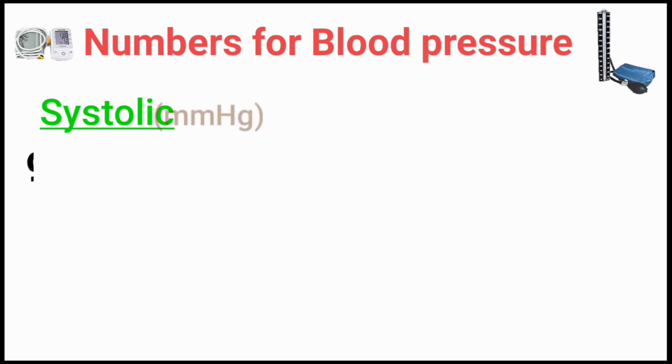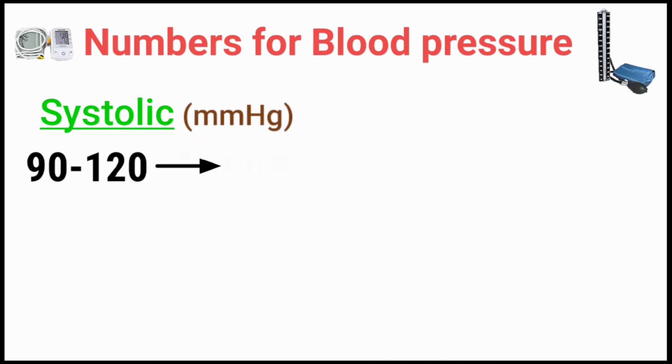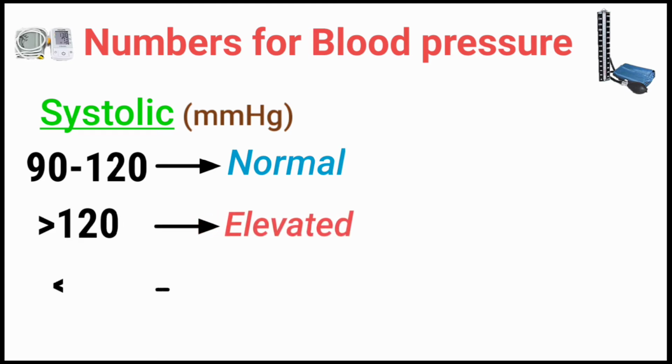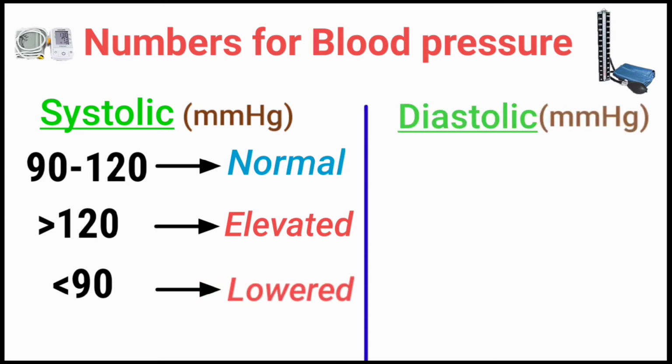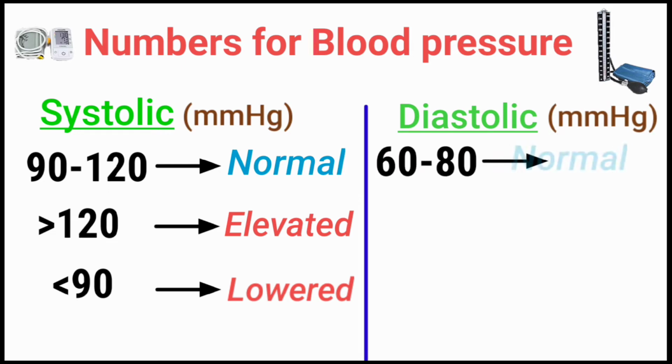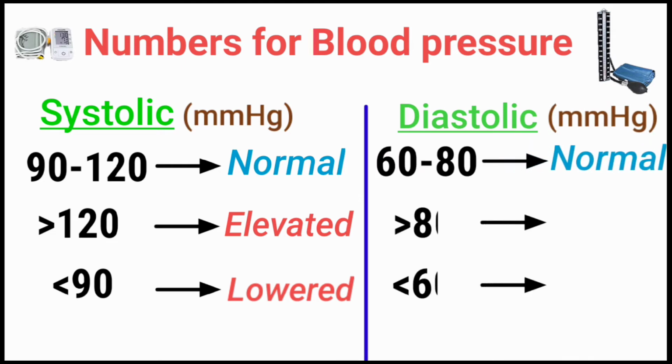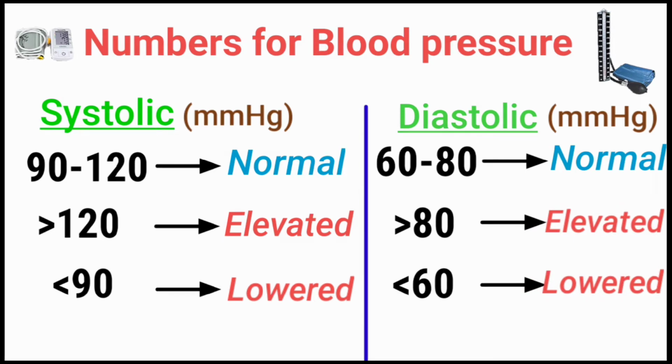So the normal or ideal value for systolic blood pressure is between 90 to 120 mm mercury. If it is above 120 mm mercury, then it is considered elevated, and if it is below 90, then it is considered low. And the normal value for diastolic blood pressure is between 60 to 80 mm mercury. Above or below that level is considered abnormal.